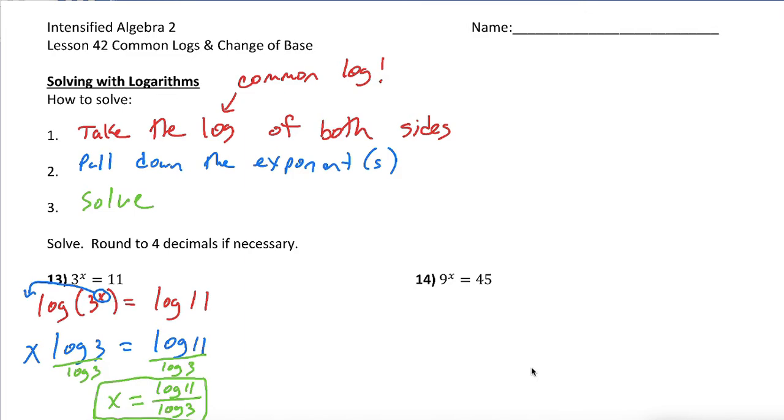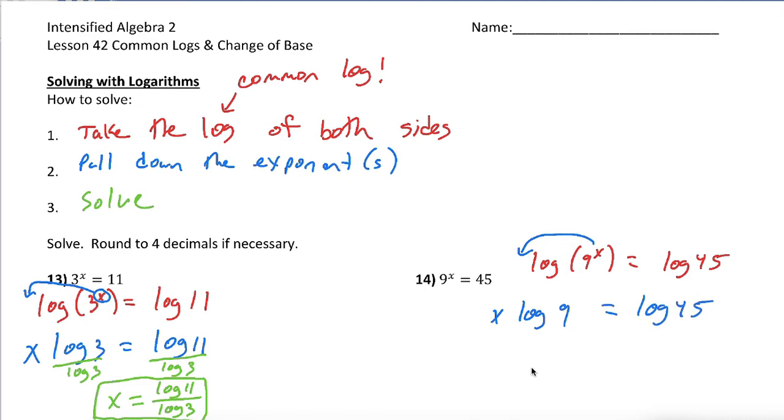We'll start by taking the log of both sides. So log of 9 to the x equals log of 45. And again, it's not to cancel anything out, but it's just to let us pull the exponent down in front of the log, which gives us x times log of 9 equals log of 45. And we'll finish the solving part by dividing both sides by log of 9.